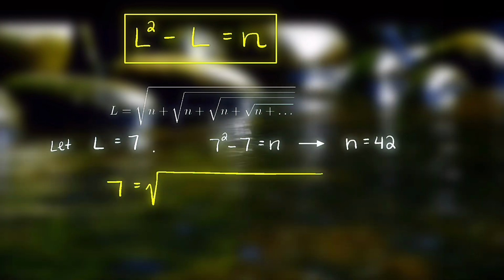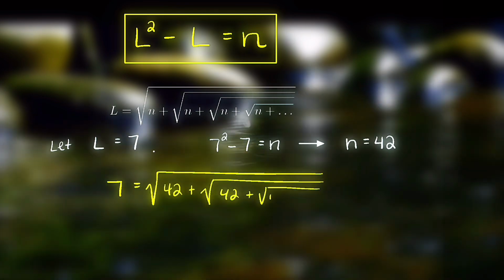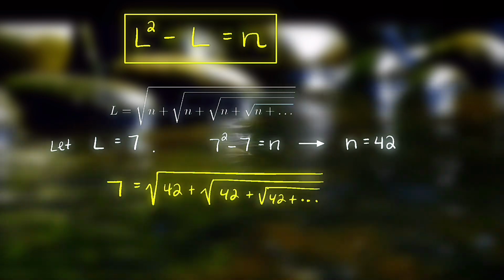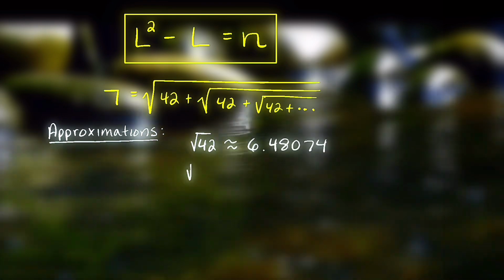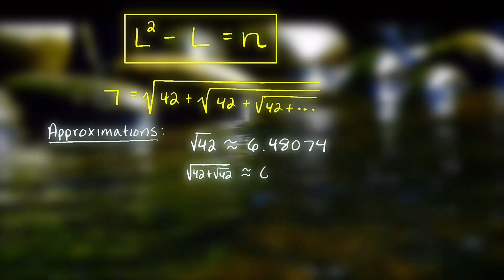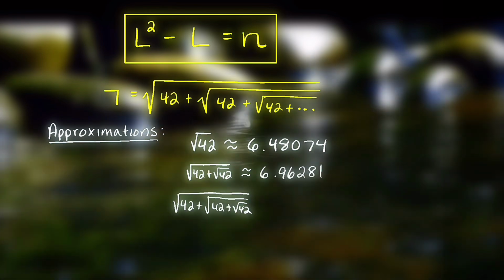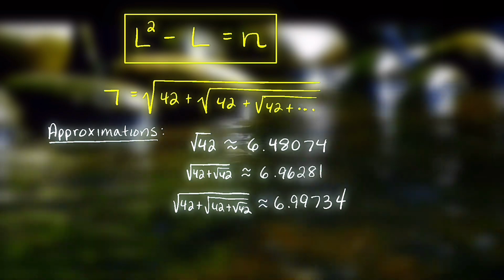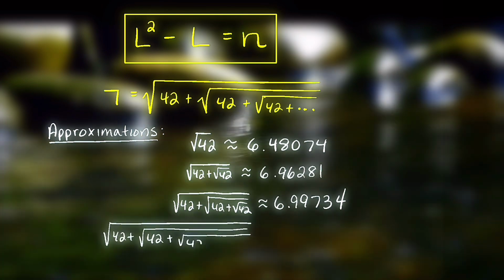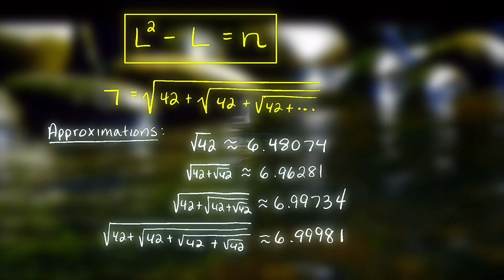What if we want the limit to be 7? Well, then the n, by this formula above, would have to be 42, and therefore the continued radical for 7 would be given by this. Now, if you question if this is really equal to 7, let's do a few approximations. Starting with the square root of 42, and then the square root of 42 plus the square root of 42, continued radicals, successively approximated here, show us that the limit is in fact approaching 7.